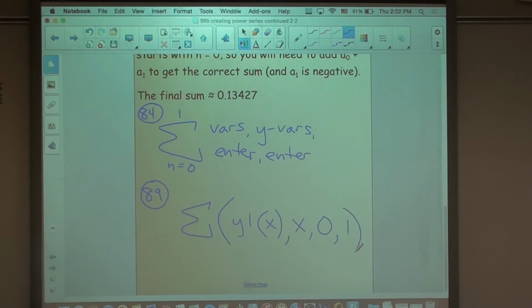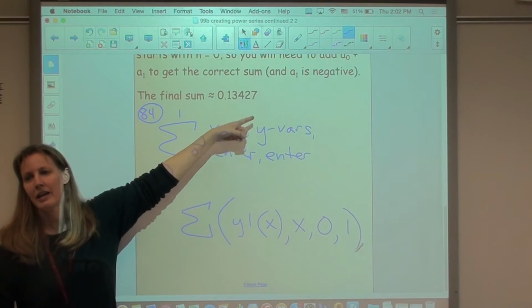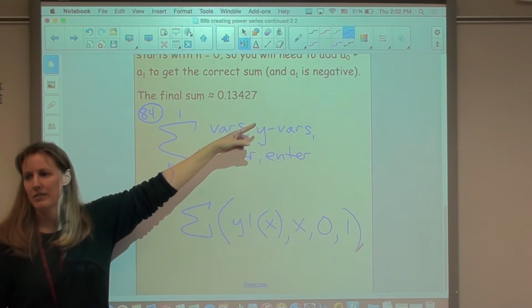All right, did you get it? Your sum should have rounded to 0.13427, which obviously is not 8 decimals. On the real test, you would have to put all 8.